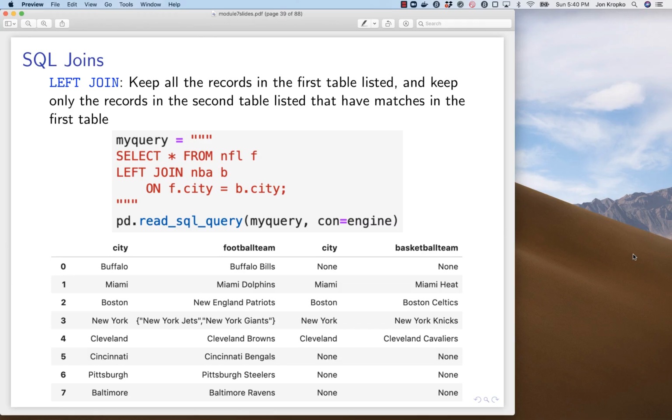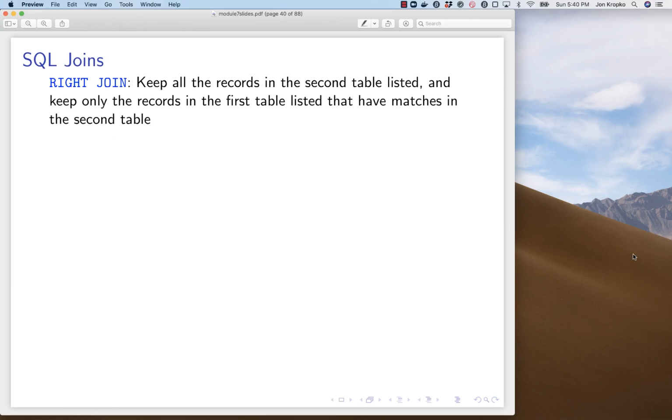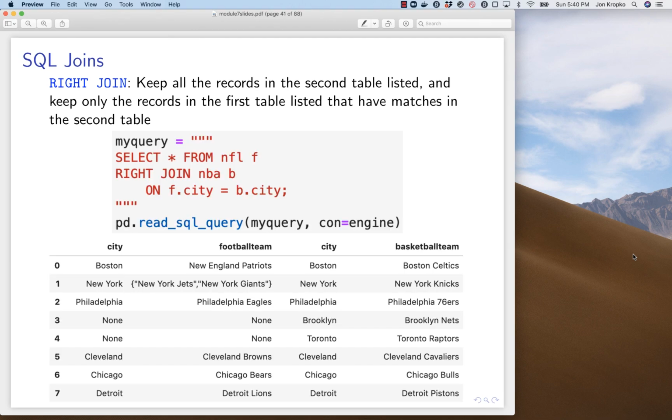That's a left join. Now to go in the reverse direction, we could use a right join. Keep all the records in the second table listed, but keep only the records in the first table that have matches. If we do the exact same thing, but with a right join, we now see cities like Brooklyn. I'm counting Brooklyn as different from New York City. So Brooklyn has the Nets, but it doesn't have the Jets and Giants. Toronto has an NBA team, but it has no NFL team. They've got a CFL team, but no NFL team. So that's left join and right join.